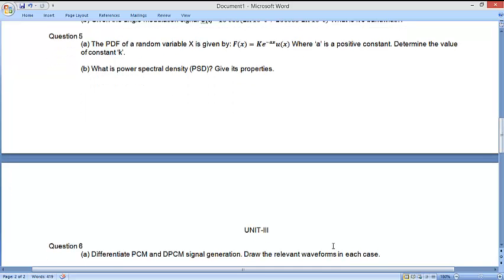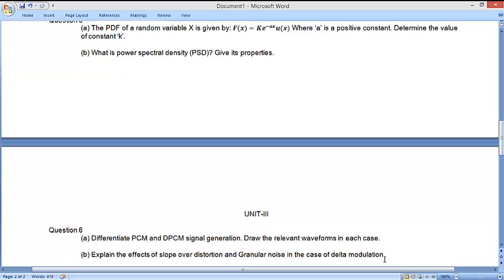Moving on to unit 3, we have question 6, and the very first part is: differentiate PCM and DPCM signal generation and draw the relevant waveform in each case. Both signal generations are used to convert an analog signal to a digital signal. PCM is pulse code modulation and DPCM is differential pulse code modulation. DPCM uses the baseline of PCM and also has some additional functionality compared to PCM. For the relevant waveform you can refer to the books or look over the internet.